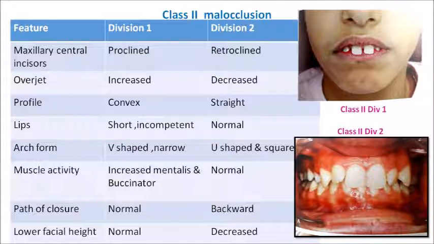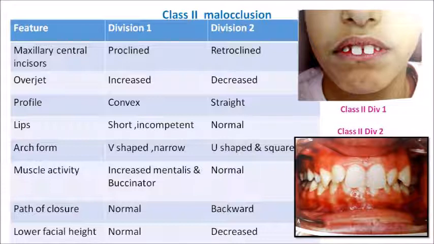So the path of closure will be normal for a D1 and it will be backward for D2, and lower facial height will be normal for division 1, whereas it will be reduced for D2. So please note the lower facial height will be reduced for D2, as well as the path of closure also will show a variation in D2. We have already seen that in the chapter diagnosis.